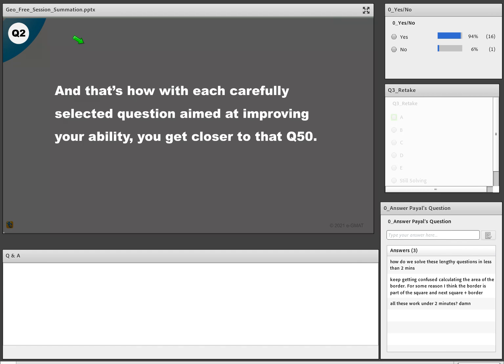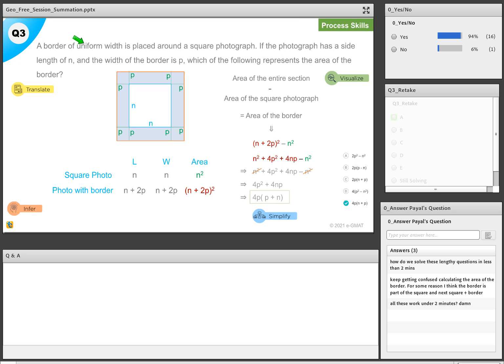Okay, and likewise in the last question, what you see here is that every question in the process skill file is carefully selected, aimed at improving your ability so that you get closer to that Q50. Now in this question, there's a certain skill set that you need to build.